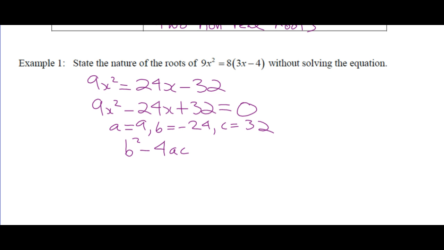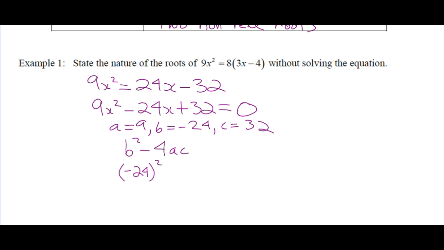And I want to work out b squared minus 4ac. Okay, so we're just going to substitute. What's b? It's negative 24, and you're going to square that. But it's about solving the equation. I'm not solving the equation. Do you see me writing the quadratic formula there? Is there anything here that will lead to x equals?